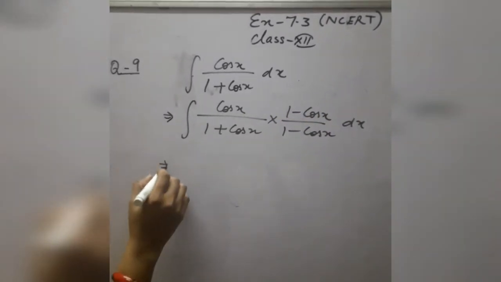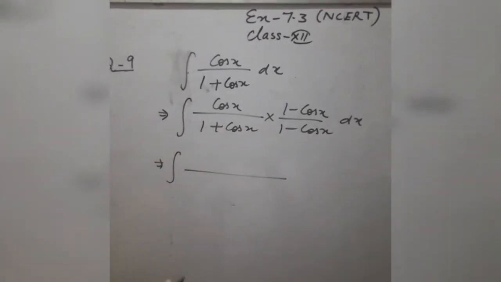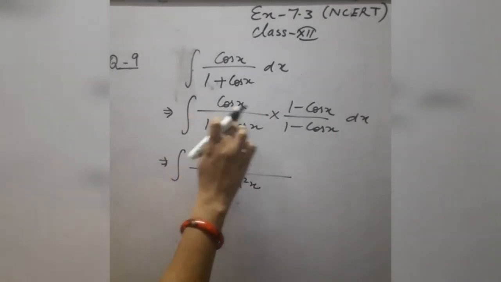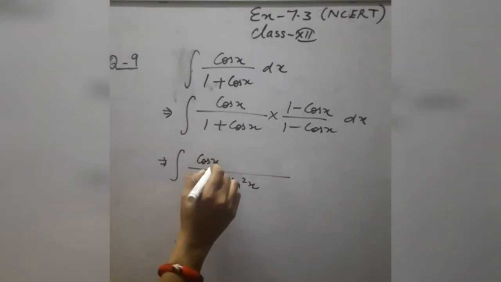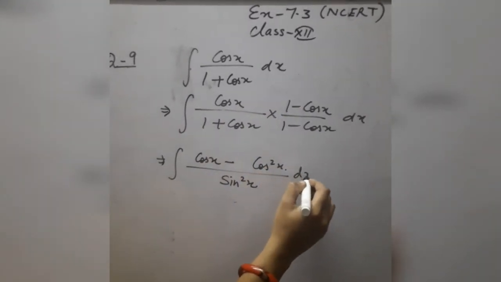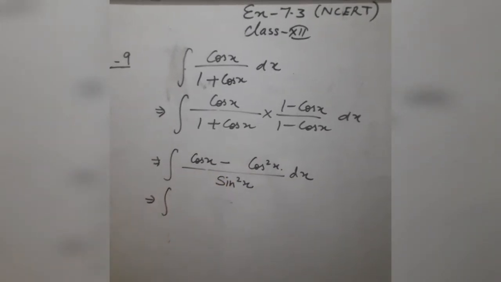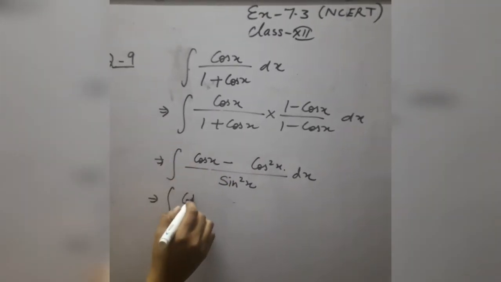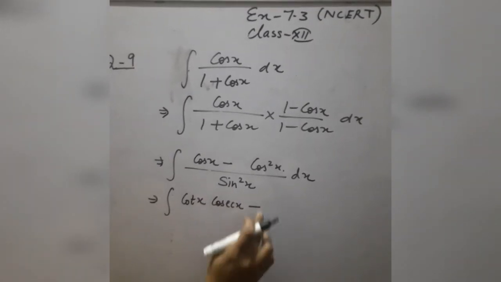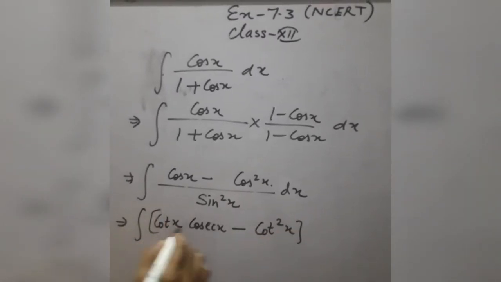After that, you will get in the denominator 1 plus cos x into 1 minus cos x, which becomes 1 minus cos square x. 1 minus cos square x is equal to sin square x. In the numerator, cos into 1 becomes cos x, minus cos into cos becomes cos square x. Now divide this sin square x separately with these two terms. Cos by sin becomes cot x, and the reciprocal of sin is cosecant x, minus cos square by sin square becomes cot square x.